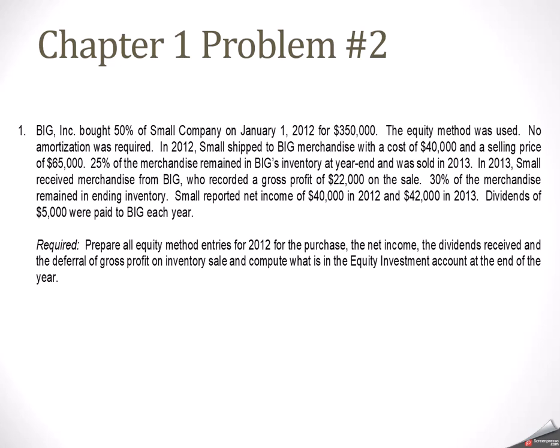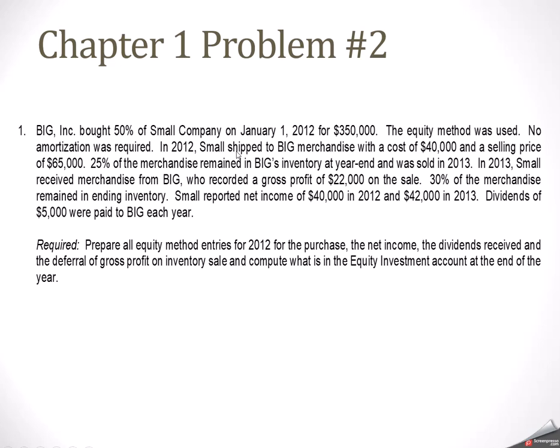Okay, then the next problem, we have a parent and a sub that are selling product back and forth to each other. And we need to prepare the equity method entries to deal with their net income, their dividends, but also this gross profit on the inventory sale. So we're just focused on 2012. I think I do give you 2013, but it's really just asking for 2012. So 2012, we purchased the small company for $350,000. So that would be our price. We paid cash.